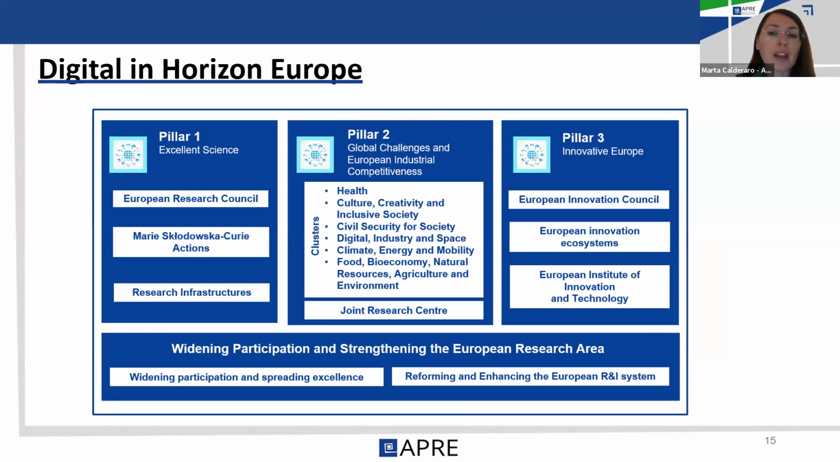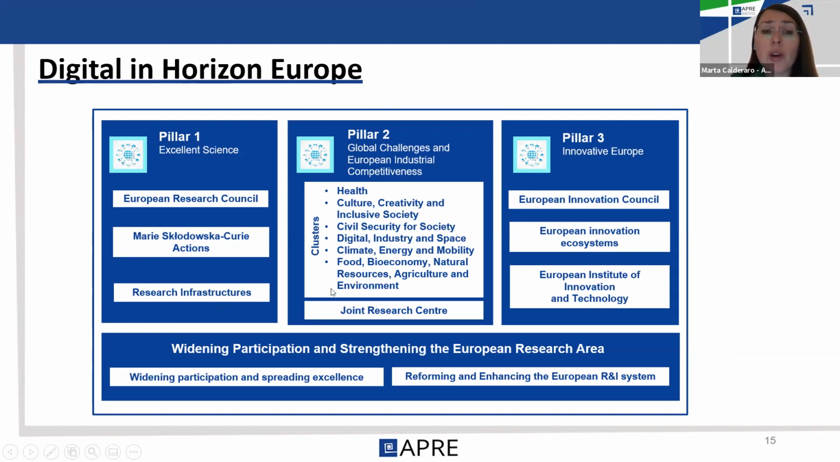By looking at this structure, probably you could say, okay, the cluster for digital industry and space is the one that I should see, but no, digital is all over. Digital is an enabler. So we have the opportunity to look at opportunities for collaboration, in particular about training opportunities or mobility opportunities from academia to small and medium enterprises within the Marie Sklodowska-Curie actions.